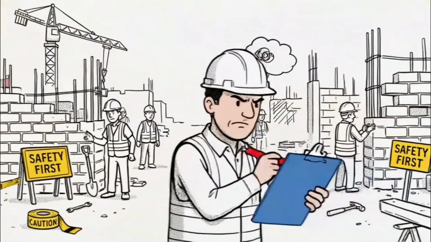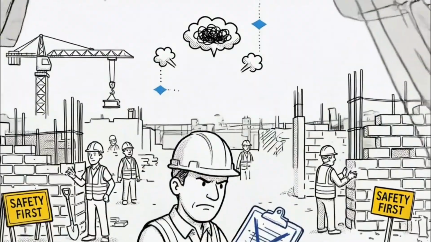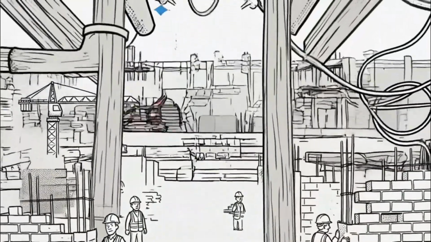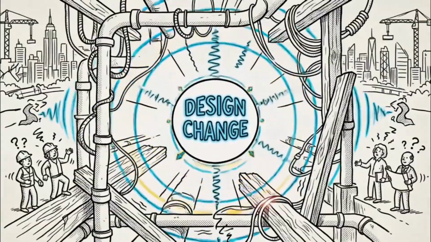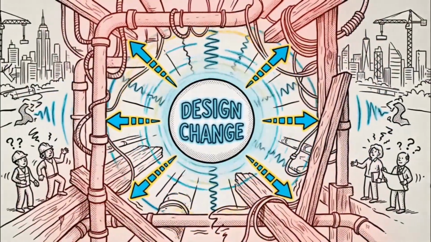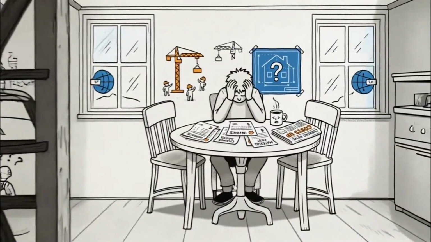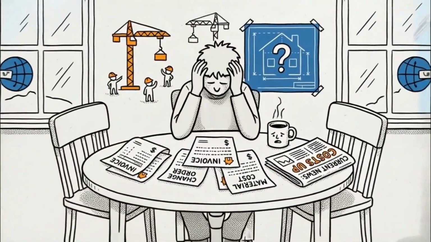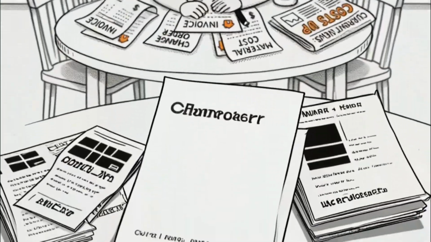And once construction starts, changes become expensive because nothing in a building is isolated. One change affects multiple systems: structure, finishes, mechanical layout, and often requires rework. This is where many projects go over budget, not because of materials, but because of decisions made after construction begins.